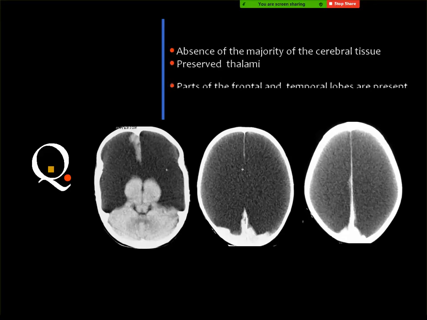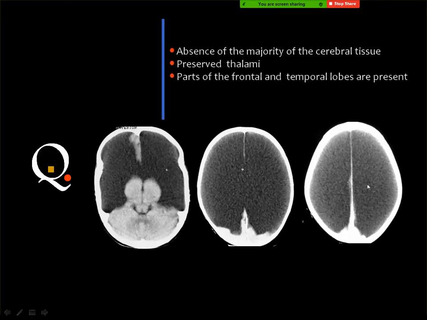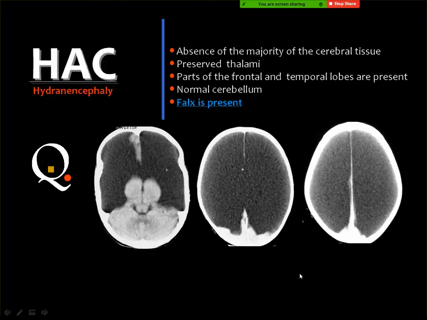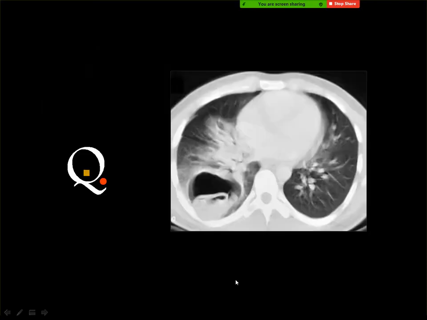Hydrocephaly, yes. The falx is present, and most of the brain is transformed into a big sac filled by CSF, and the presence of the falx is one of the important features of hydrocephaly.